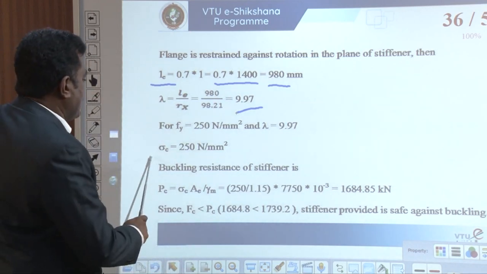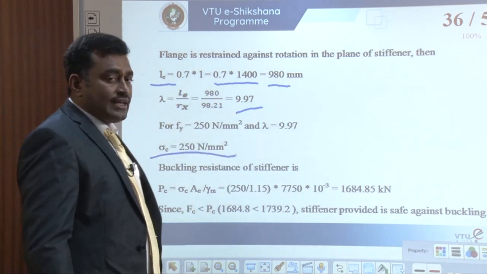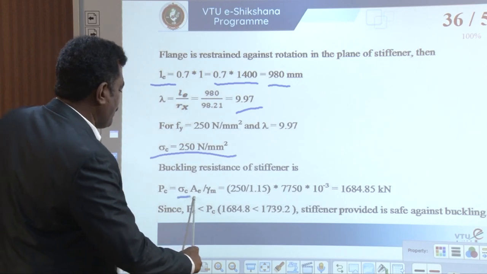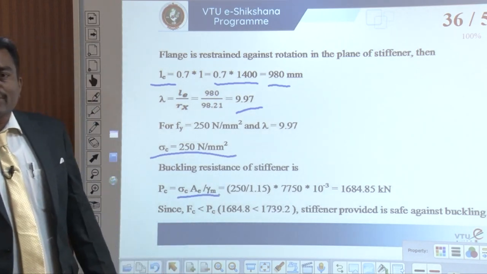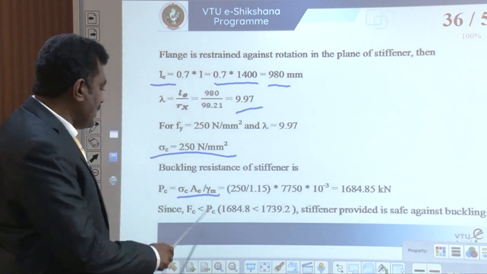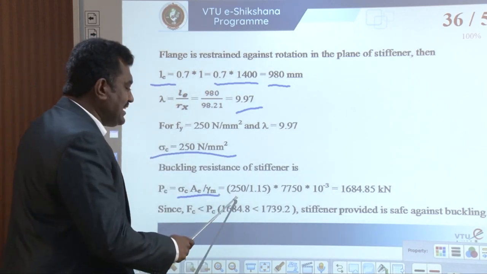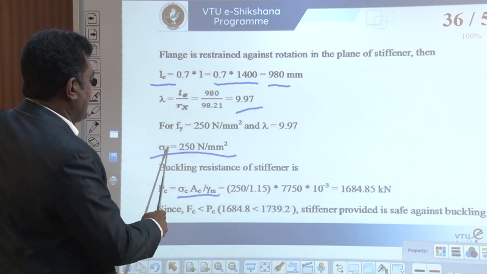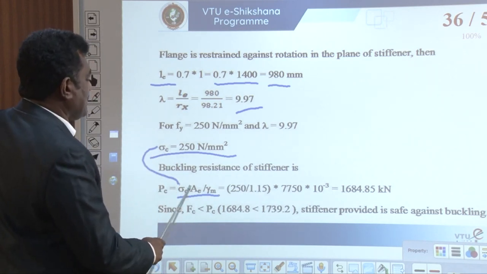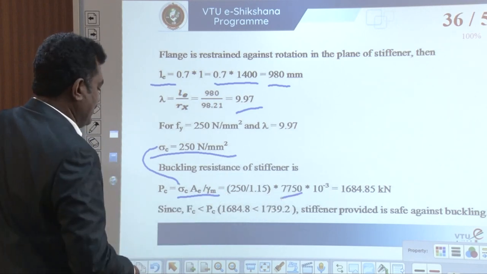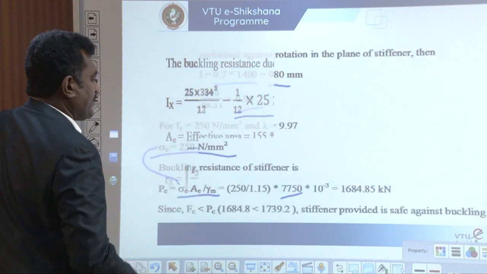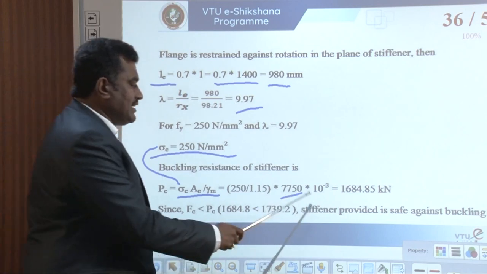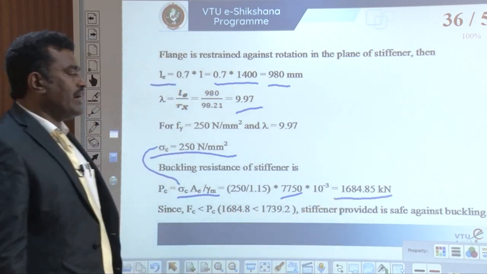Therefore, for fy equal to 250 Newton per mm square and lambda equal to 9.97, this sigma c is 250 Newton per mm square. The buckling resistance of the stiffener is Pc is equal to sigma c Ae divided by gamma m. In that, 250 divided by 1.1, 250 means this bending stress. A is the area from your previous slide, we are getting 7750. Then gamma m is equal to 1.1, the material factor of safety, 10 raised to minus 3, we get this value, 1684.85 kilonewton.